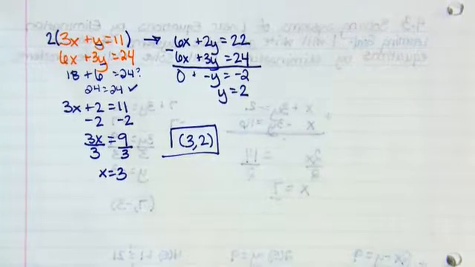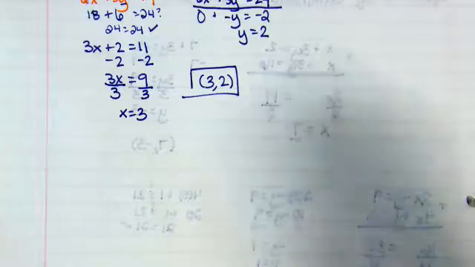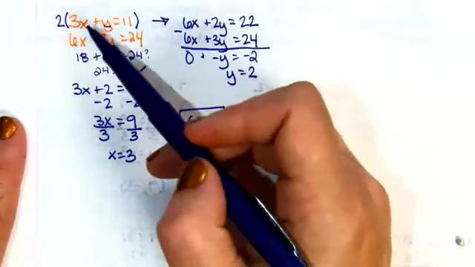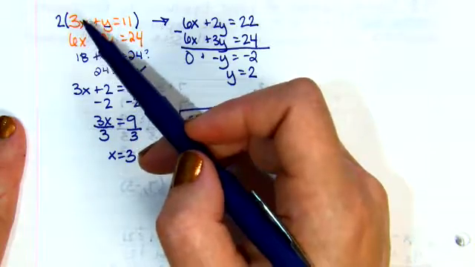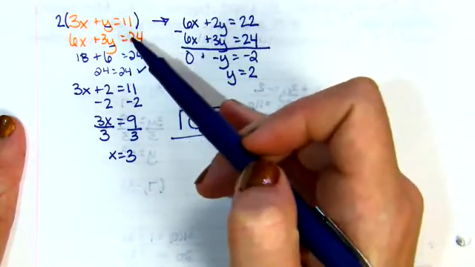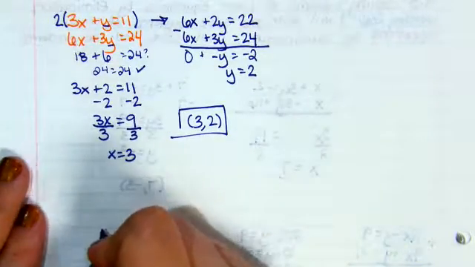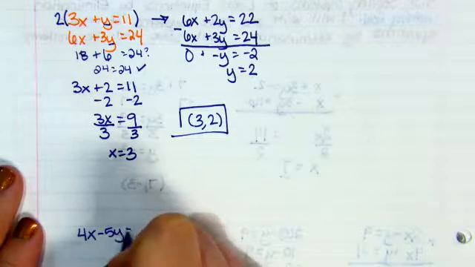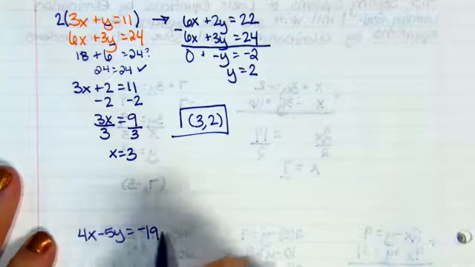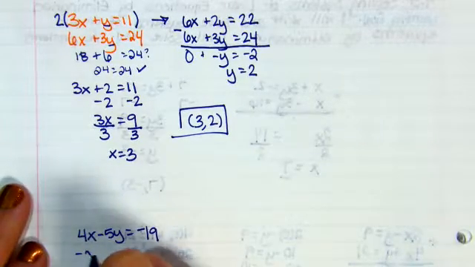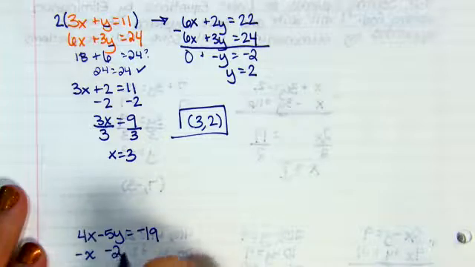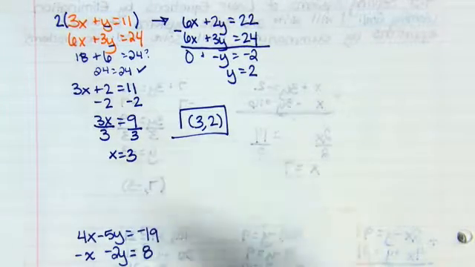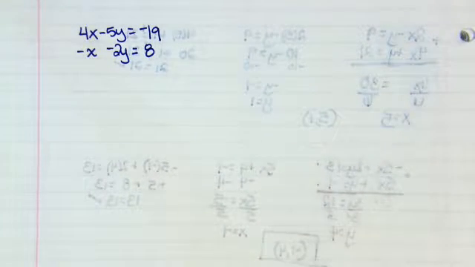I'm going to give you one to work on your own. And just remember that you're trying to get one of the variables to have the same coefficient. So either both of your x's have the same coefficient or both of your y's have the same coefficient. So let's use this problem. 4x minus 5y equals negative 19. Negative x minus 2y equals 8. So it's going to be up to you to decide which variable you want to eliminate first.